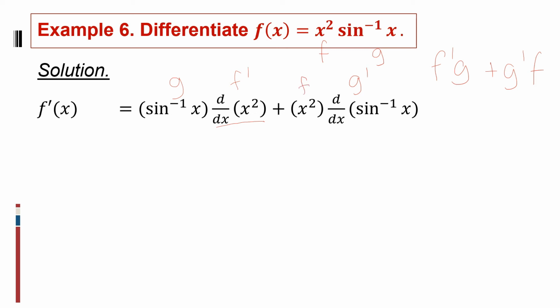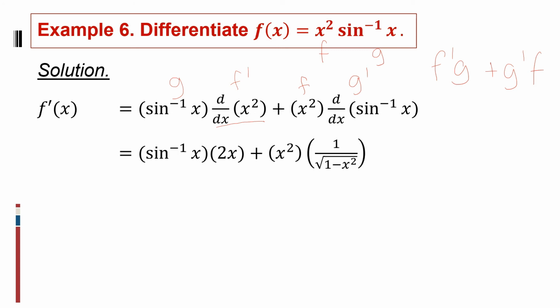So, we have arc sine of x times the derivative of x squared plus x squared times the derivative of arc sine of x. Or that is arc sine of x times 2x, okay, ito yung derivative nito, plus x squared times 1 over the square root of 1 minus x squared. Or if we simplify that, that is equal to 2x arc sine x plus x squared all over the square root of 1 minus x squared. Basta alam niyo yung mga derivatives, memorize niyo yun, wala namang problema. Masasagutan ninyo itong mga to.